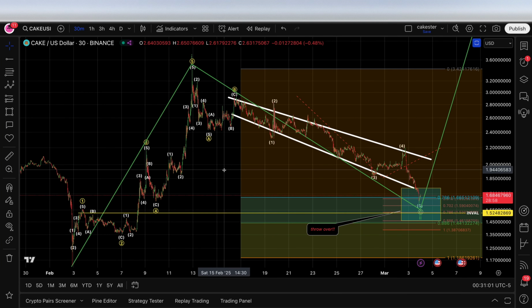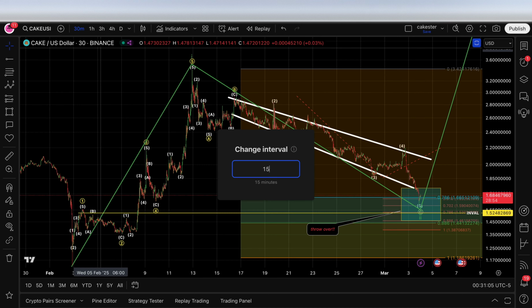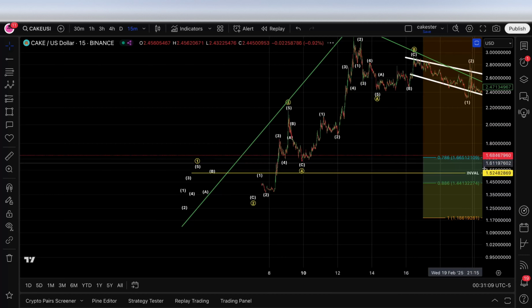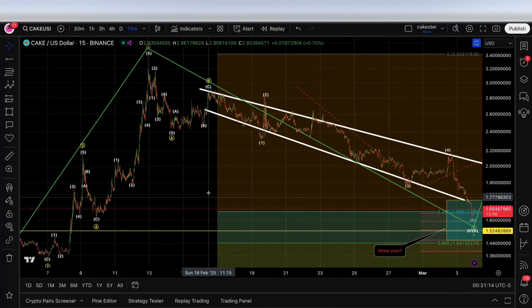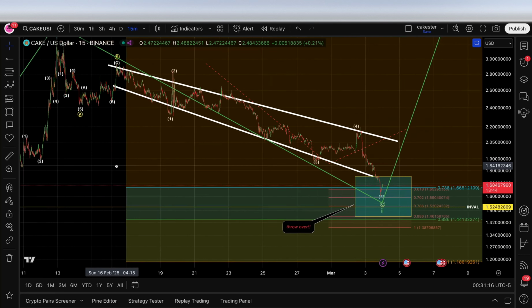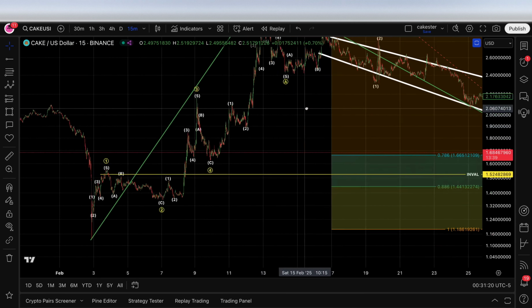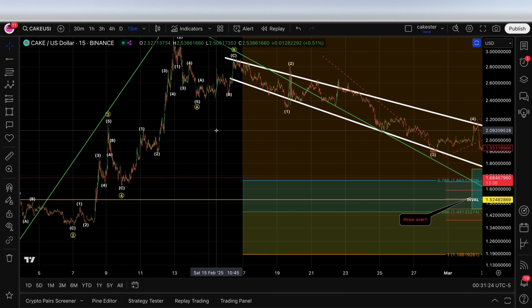Let's take a look at the cake wave count today on the 30-minute time frame. I know a lot of people have been requesting cake analysis, so we'll take a look at it. What cake likes to do is have very deep retracements, especially with wave 2s in crypto. Wave 2s in crypto, or B waves, tend to come down to around the 70.2 to 78.6% fib support.